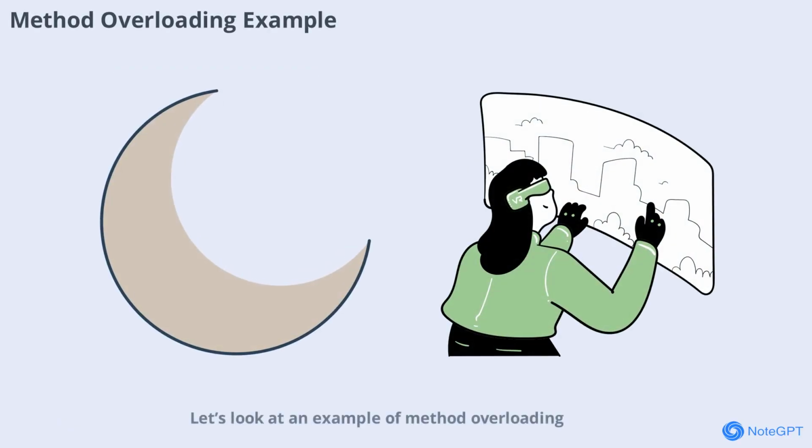Let's look at an example of method overloading. Suppose you have an Adder class with 2 add methods, one takes 2 integers and the other takes 3. When you call add with 2 arguments, it adds them together. When you call it with 3, it sums all 3. You can also overload methods by using different data types such as integers and doubles, giving you even more flexibility.